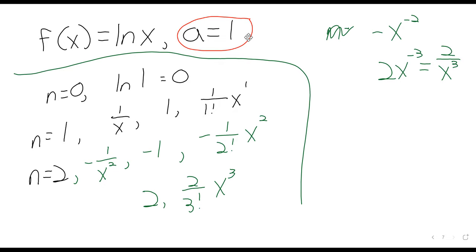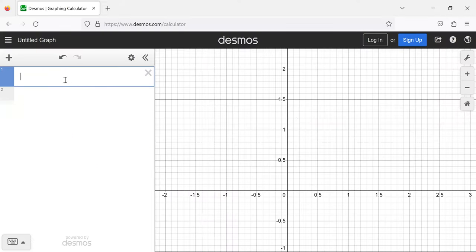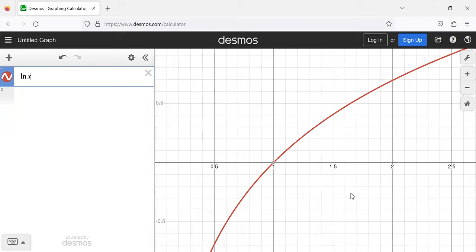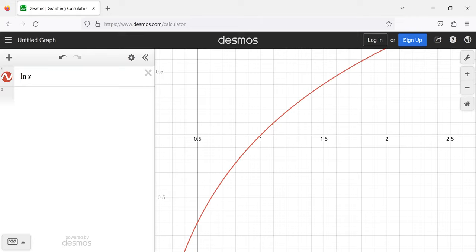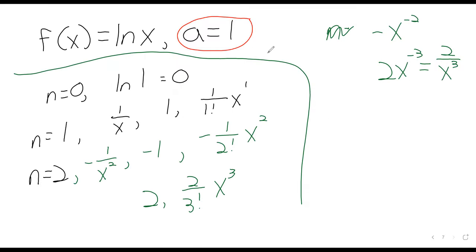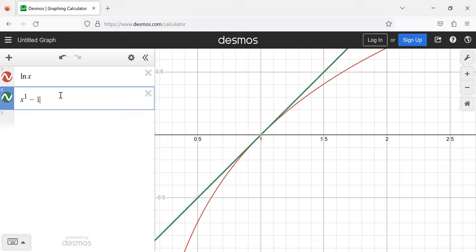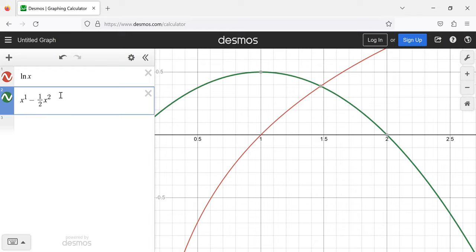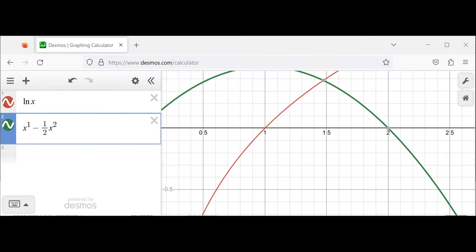And let's see if any of this looks right. It would be a shame to keep building these terms up and then discover that actually we did something wrong. So let's take a look at the natural log. And let me see, what was it? 0, then x to the first minus 1/2 x to the second. Absolutely not. What have we done that's wrong here?